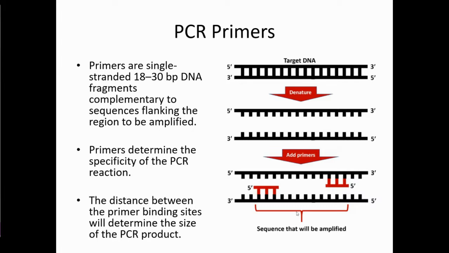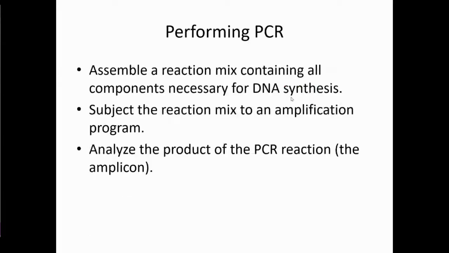For PCR, again, the only thing you need is to have the DNA sequence, so that you'll be able to design a primer. Also, the distance between the primer binding sites determines the length and size of the PCR product. The primers are complementary to the sequences flanking the region to be amplified. So that's the PCR primer.